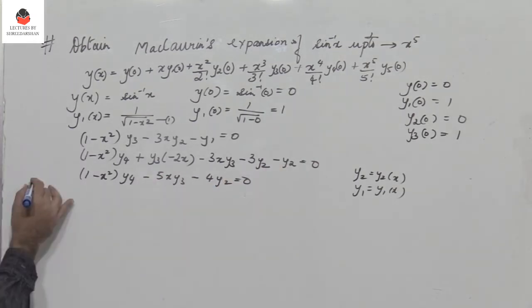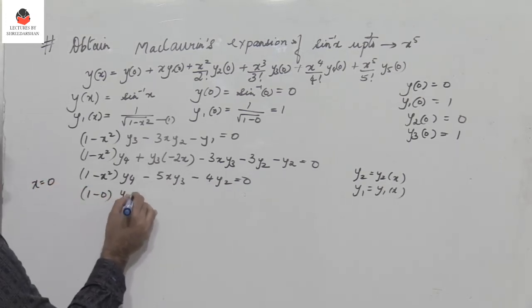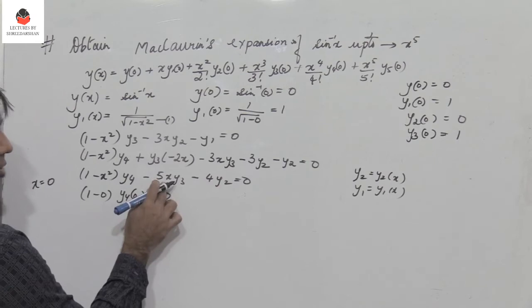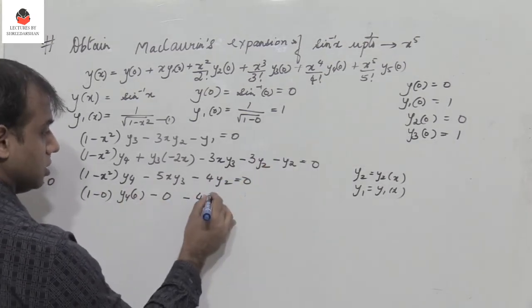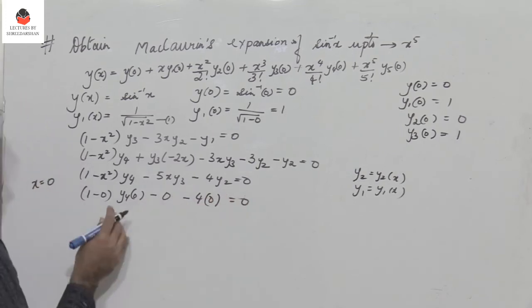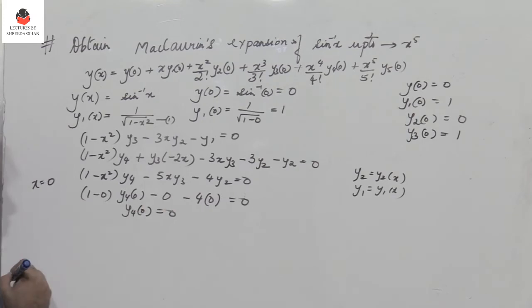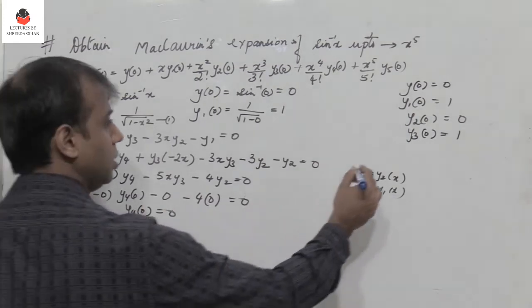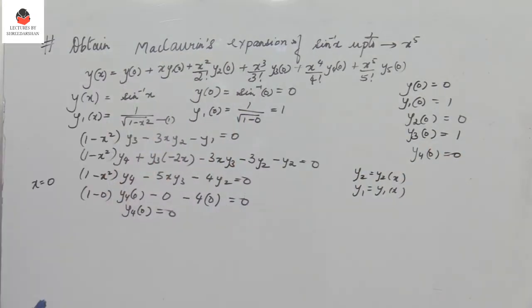So now put x equal to 0 in this expression. So you get (1 minus 0) into y4 of 0, minus 0, because x is 0, minus 4 into what is y2 of 0? 0, equals 0. So you have y4 of 0 is also equal to 0. So y4 of 0 is equal to 0.